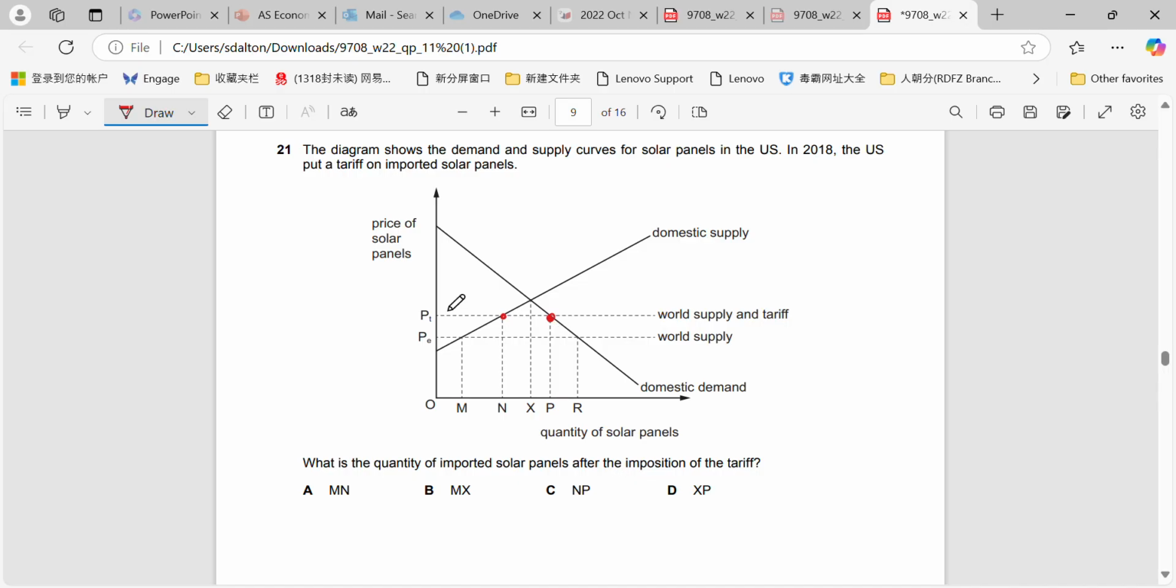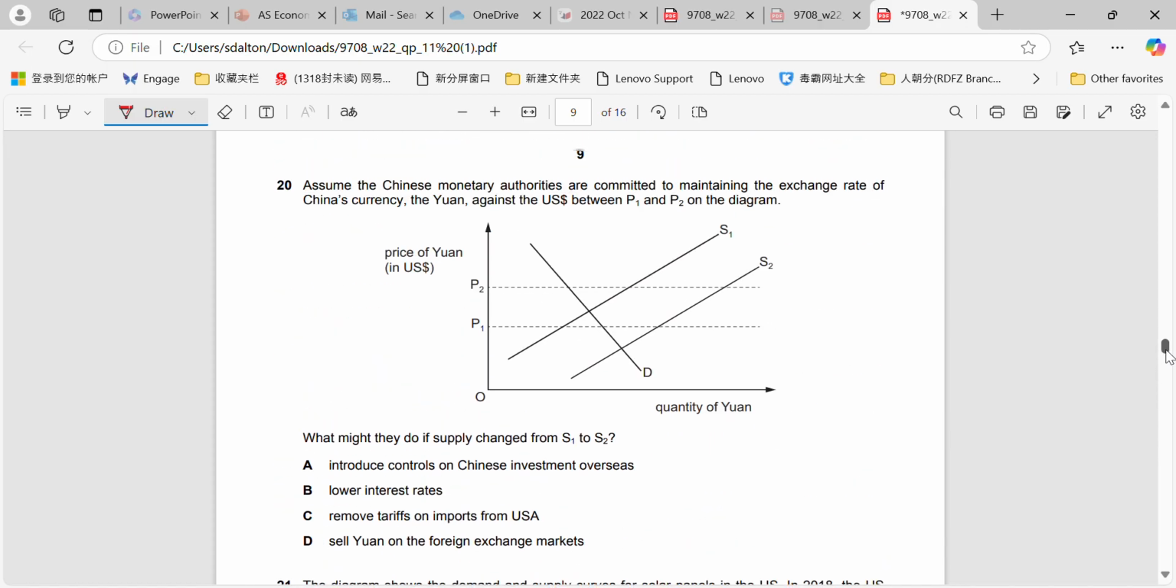You go to the line, it looks like a maximum price, and the quantity is from here to here, which is NP. Okay, really very straightforward. Just literally reading the diagram will give you the answer. Because that is the amount of imports that are now being provided after the tariff, whereas previously it used to be M or, which was the world supply.